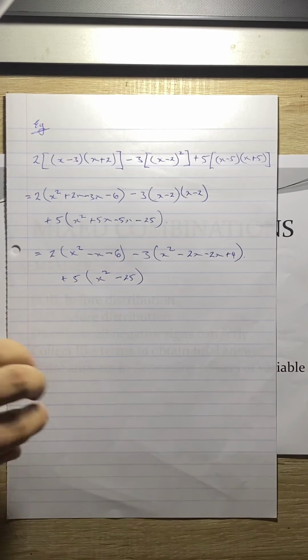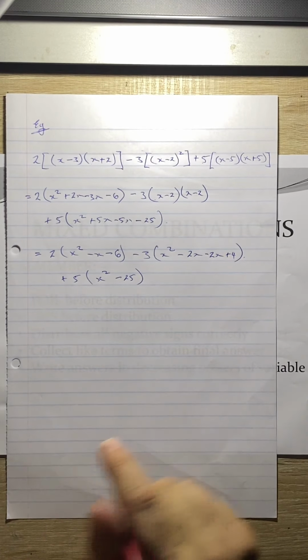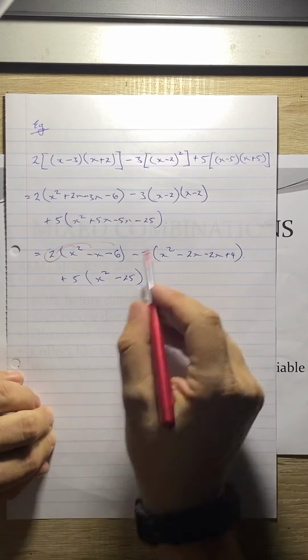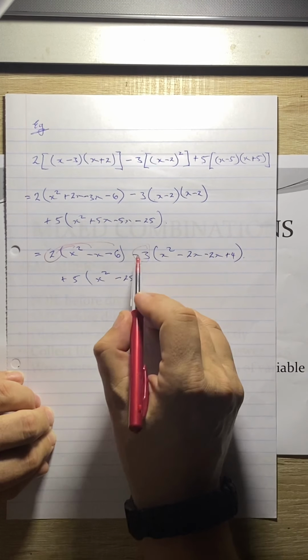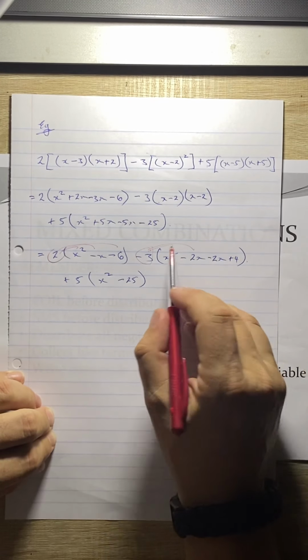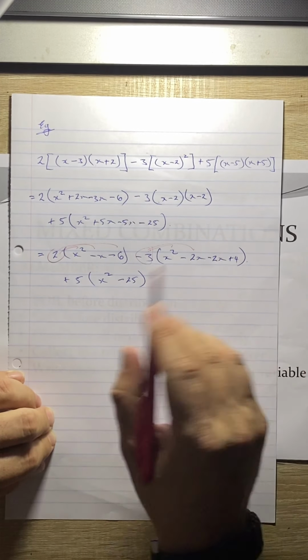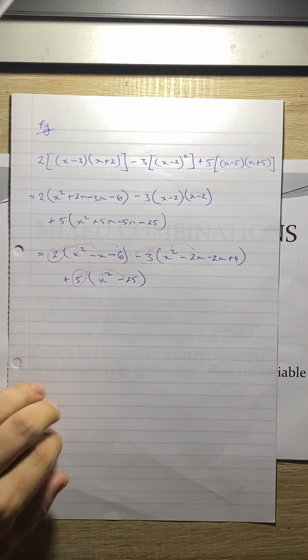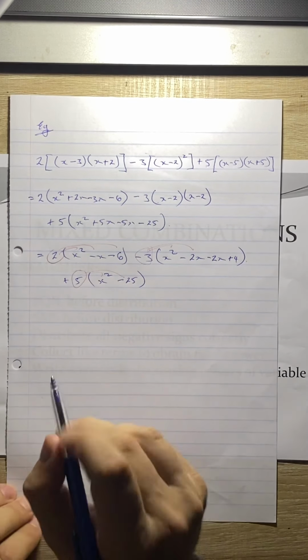Okay, now what I need to do, grade 10s, is I need to distribute this 2 into each thing in that bracket. The minus 3, remember, always include the sign with each. Oh, we can still simplify that, but I'll simplify it in a second. And then the 5 we can distribute in there. Okay, so let's do this first distribution.